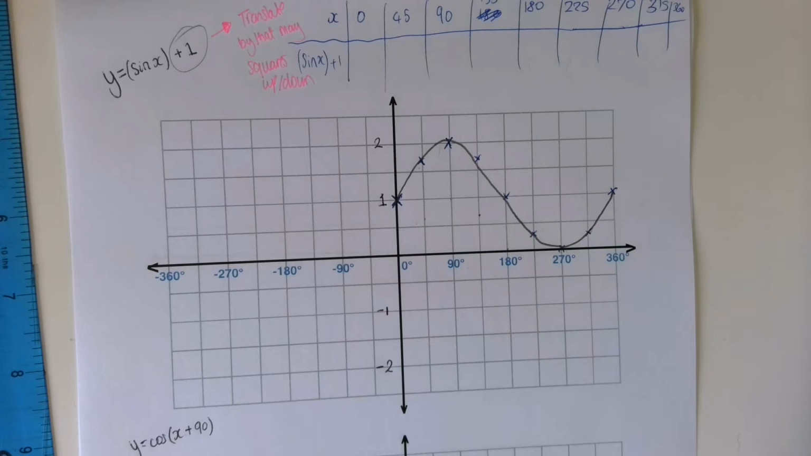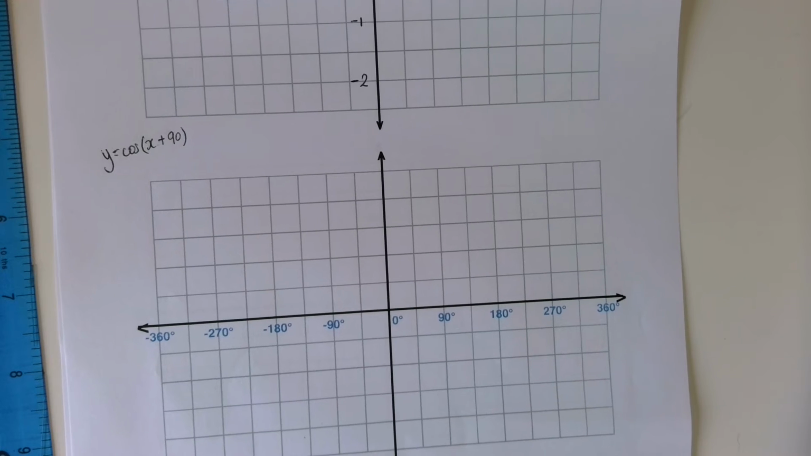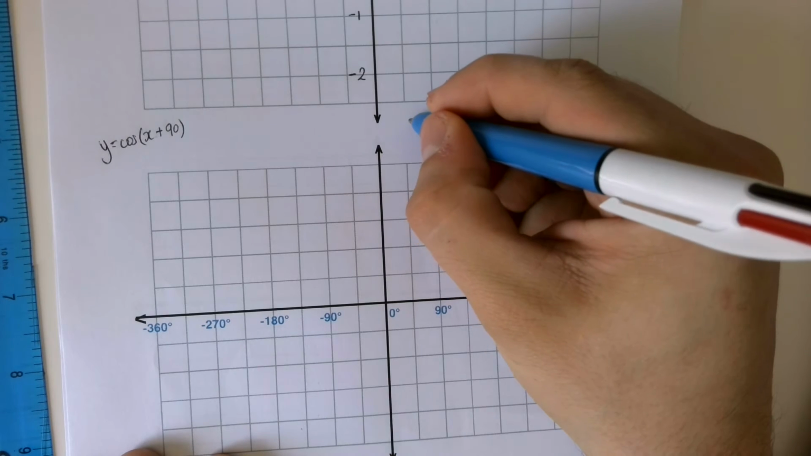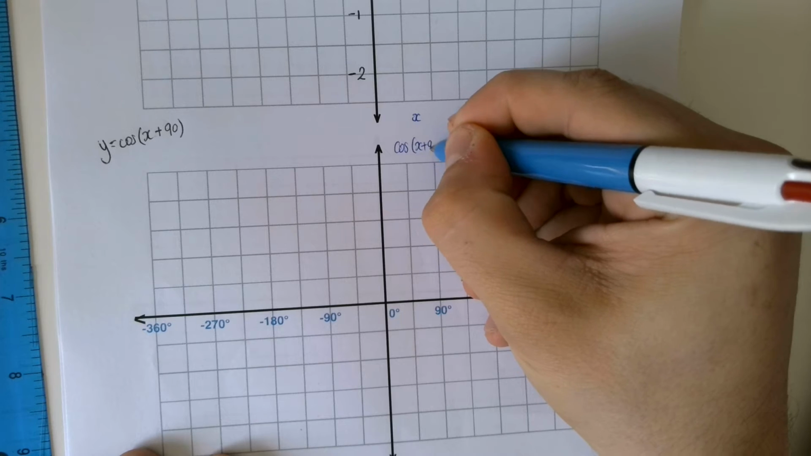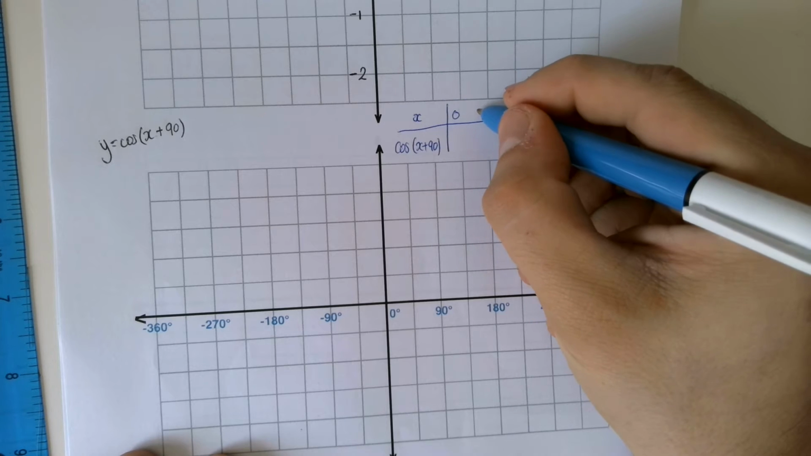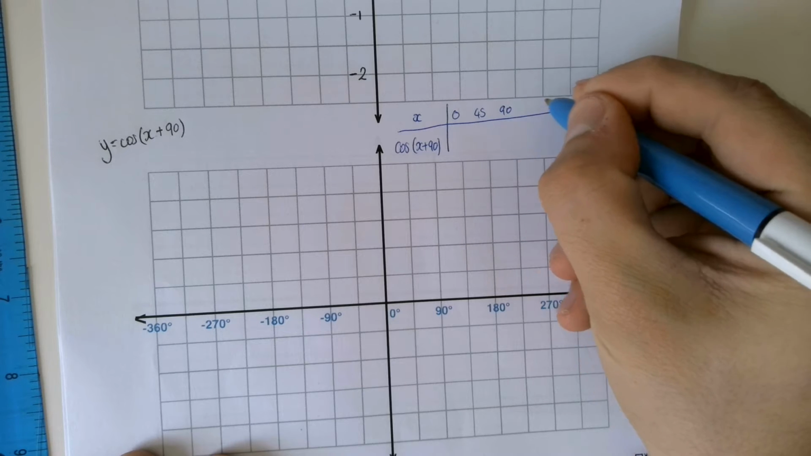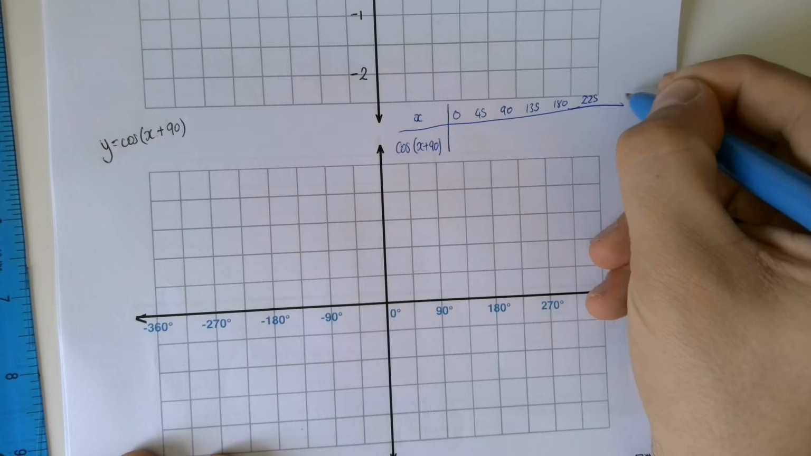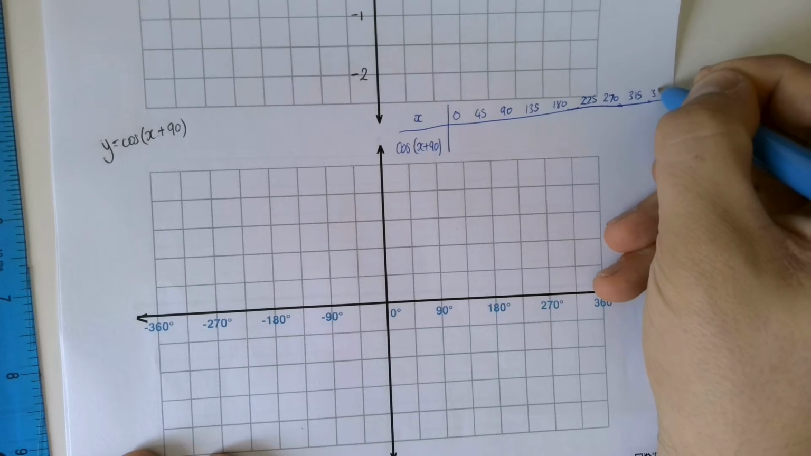Okay, what I'm going to do then is have a look at this next one. So cos x plus 90. So again, I'm going to have a little table, x and y, which is cos x plus 90, and I'm going to work out what the respective values are for 0, 45, 90, 135, 180, 225, 270, 315, 360.